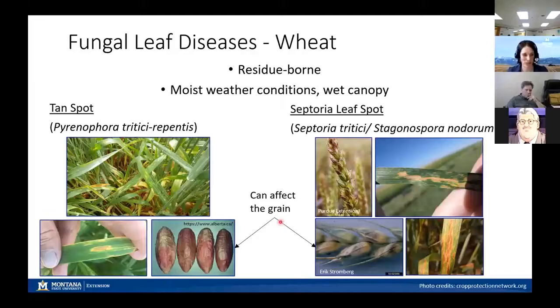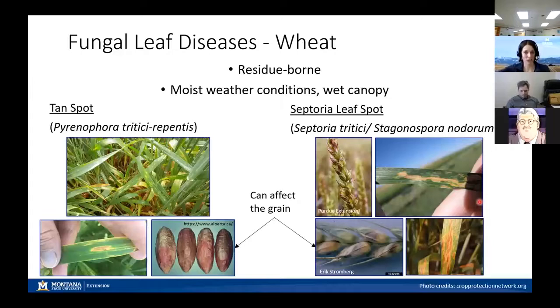On the other hand, Septoria leaf spot is more brownish, I would say. And the lesions are more diffuse, and they can also coalesce into bigger patterns on your foliage. And both of these pathogens, if conditions are favorable, meaning a lot of moisture and nice warm temperatures, can spread within the canopy onto higher and higher leaves, onto the flag leaf.